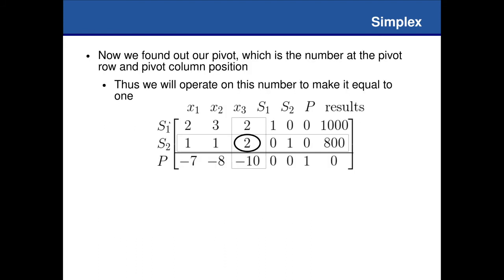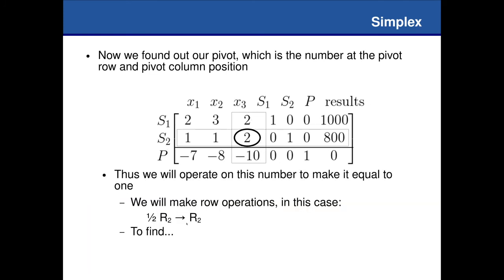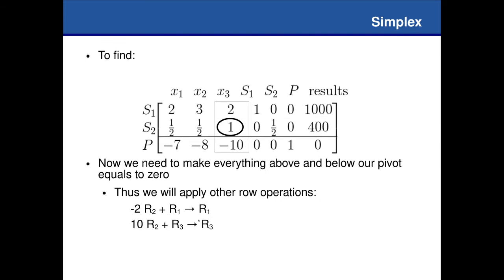That's really nice. So we have to divide this row by 2. That's quite basic, okay? We're going to divide row 2 by 2, and row 2 is going to assume that result. Dividing, we have this. Half, half, 1, 0, half, 0, 400, okay?